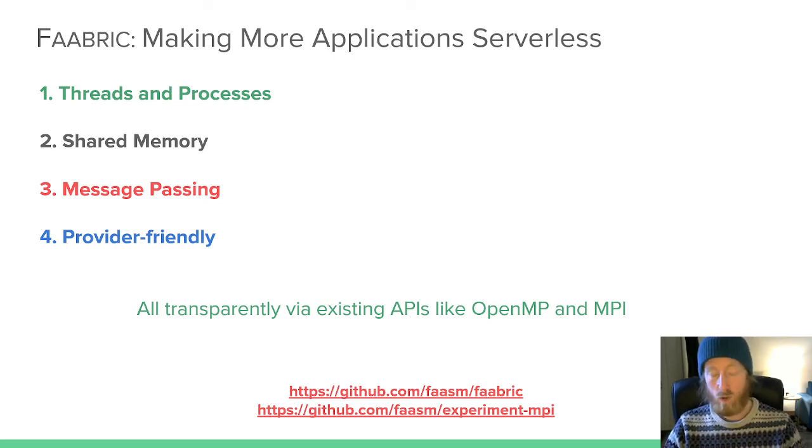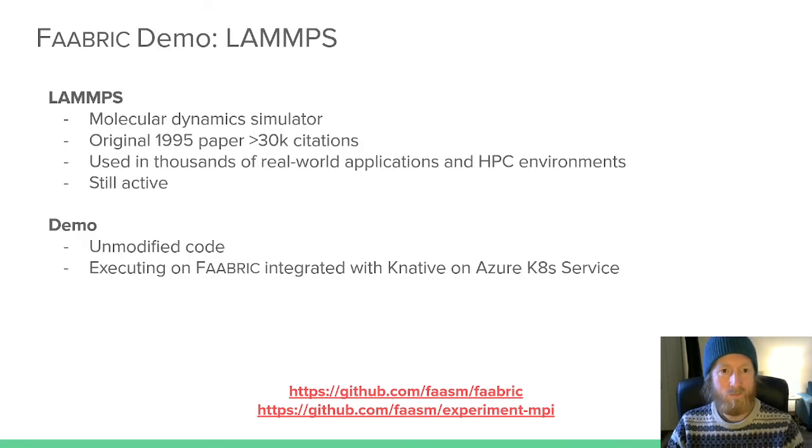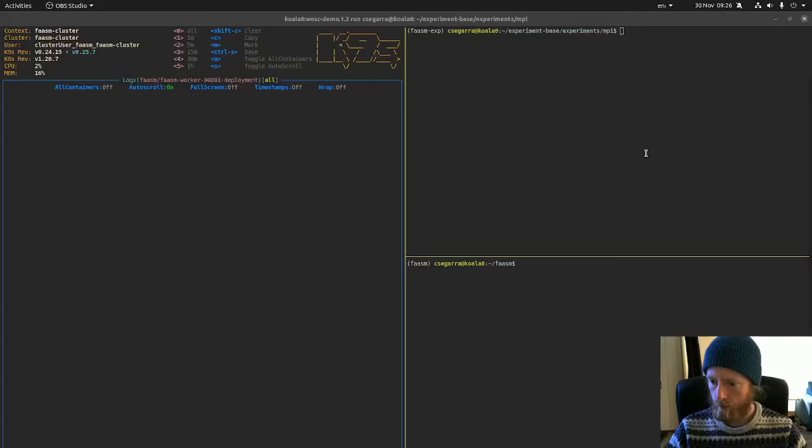So it does all of this transparently via existing APIs like OpenMP and MPI. All the details for this will be coming out in a paper in a couple of months, so you'll have to wait for those. We're going to demo running LAMMPS today on Faabric. LAMMPS is an incredibly popular molecular dynamics simulator, runs on lots of existing HPC environments. And here we're executing unmodified code on Faabric integrated with Knative on Azure.